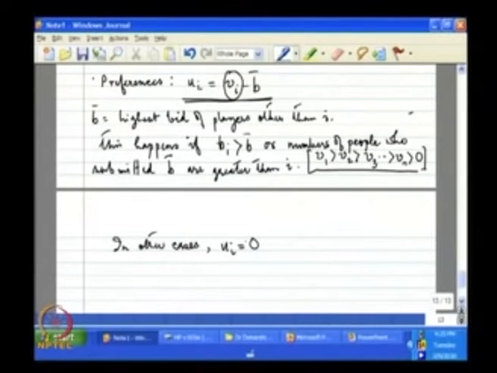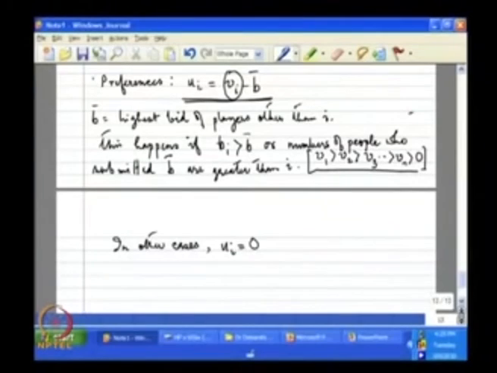What can be the other cases? That b_i is less than b bar, that is one case, or b_i is equal to b bar, but i is greater than the number of the people who have submitted b bar. In those cases, outright we can say that u_i is equal to 0.